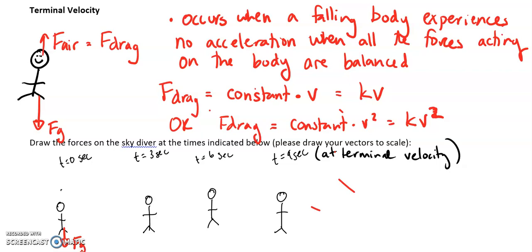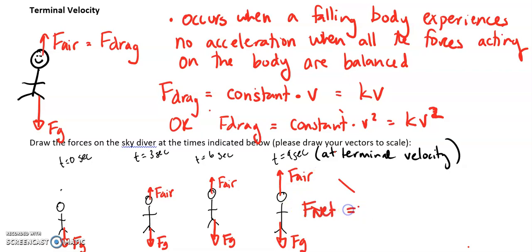Great. So now at 3 seconds, gravity's still there. Gravity's always there. I'm just going to draw gravity for all the people. Gravity always stays the same size, unless you're losing mass or something crazy. Cool. At 3 seconds, they're going to experience a little air resistance, so I'm going to call it F air. Cool. 6 seconds? Well, let's see. They're going to go faster, so they'll have a little bit more air resistance. And then at 9 seconds, at terminal velocity, gravity and air resistance should be the same size, so that the net force acting on the person is just 0.